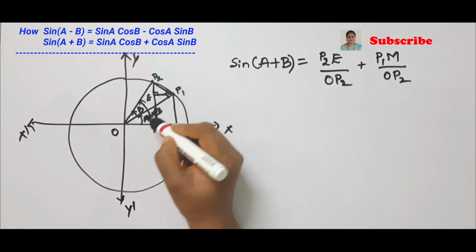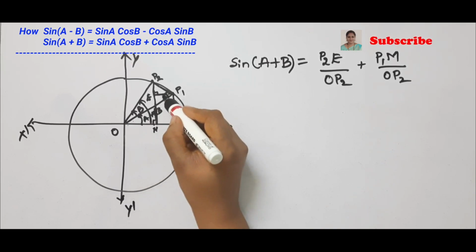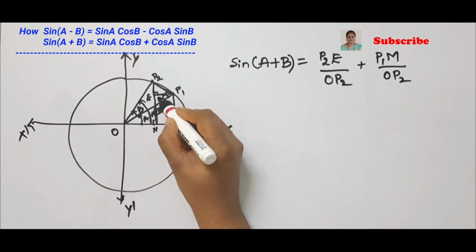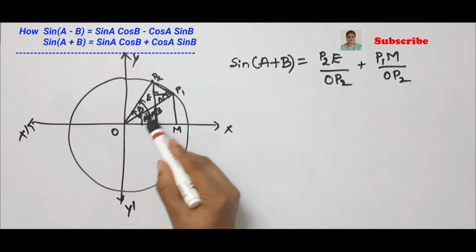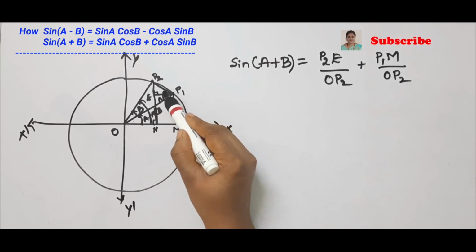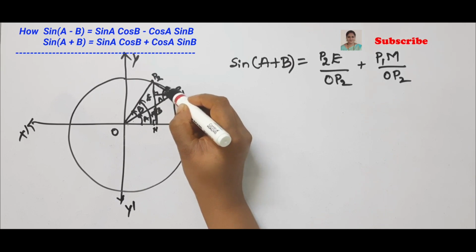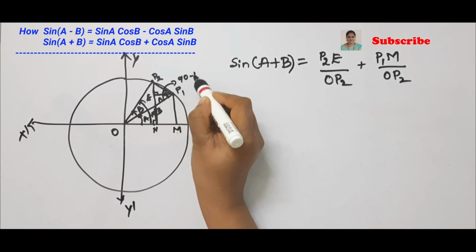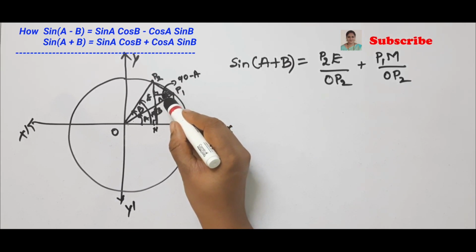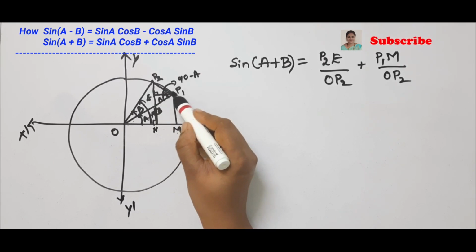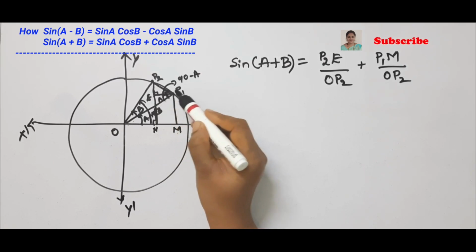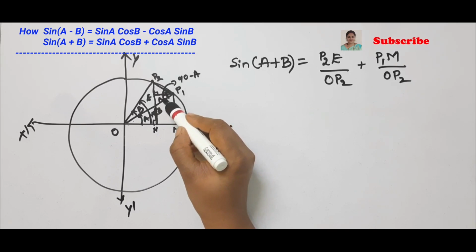We need this angle. As this angle is A, this angle is also A, is it not? As the whole angle is 90, this part EP1, the angle at P1, will be 90 minus A, is it not? Whole angle is 90 and this angle is A. So 90 minus A. So I have done 90 minus A. Then I will get this angle P1.